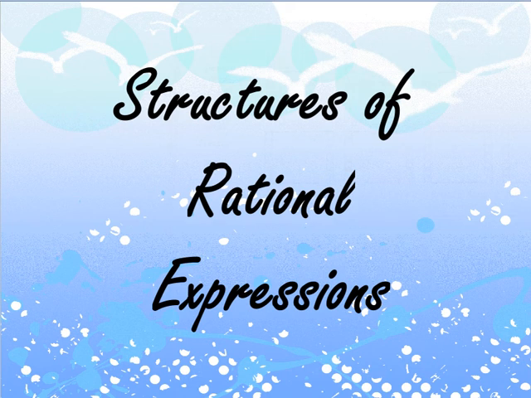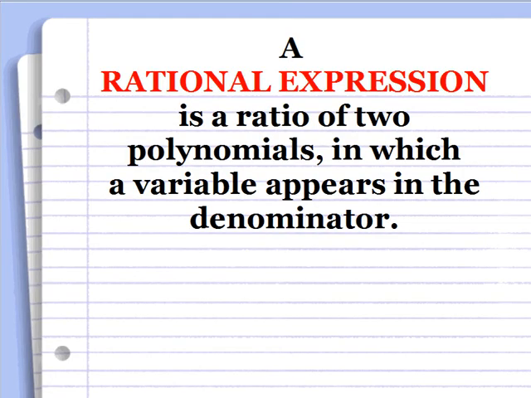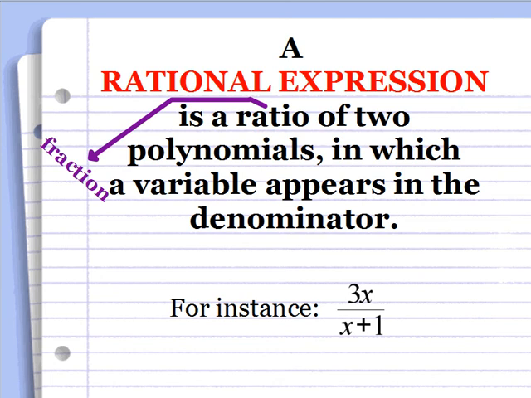Today we're going to talk about structures of rational expressions. A rational expression is a ratio of two polynomials in which a variable appears in the denominator. So let's explain that a little more. First of all, here's an example of a rational expression. Remember, the term ratio means a fraction. So in other words, I have a fraction where I have a polynomial in the numerator and denominator, and I'm going to have at least one variable in the denominator.